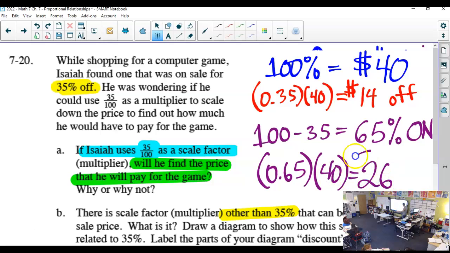$26. So, would Lucas have still gotten to $26 if they subtracted 14 from 40? Yeah! So, are there multiple ways to get to the right answer? Yes. In my humble opinion, this way's better because it's faster, right?